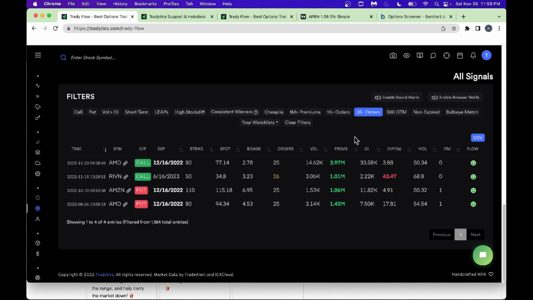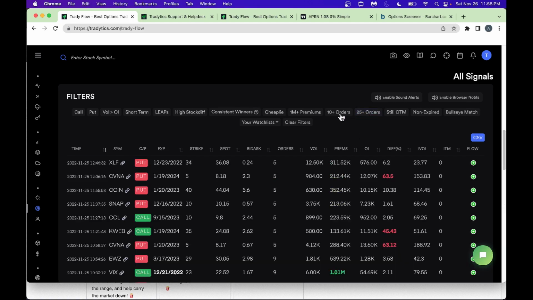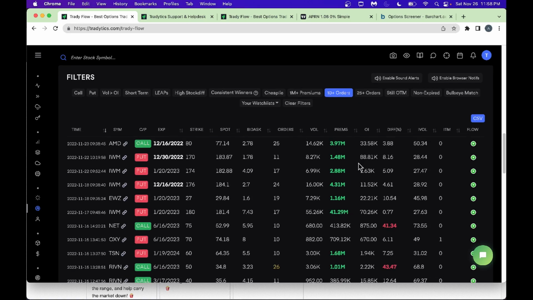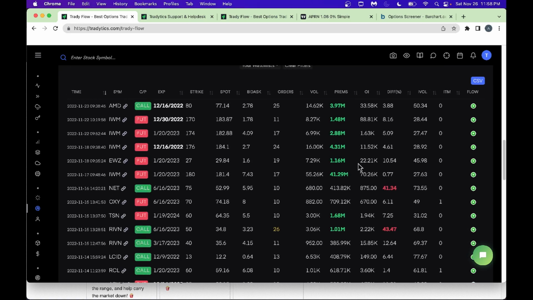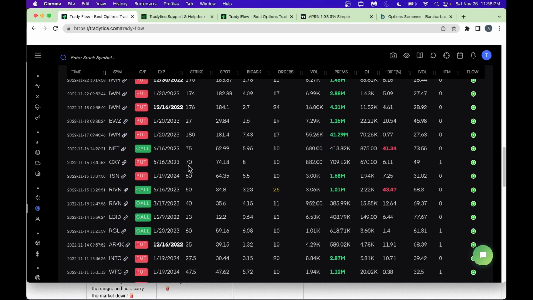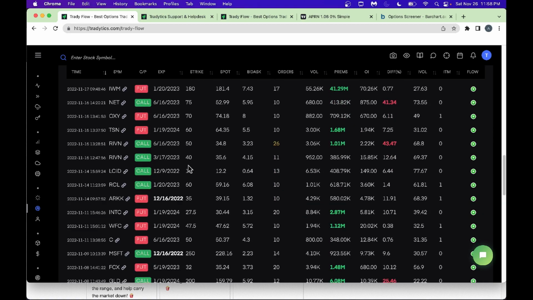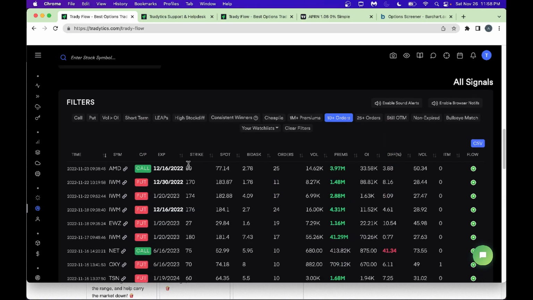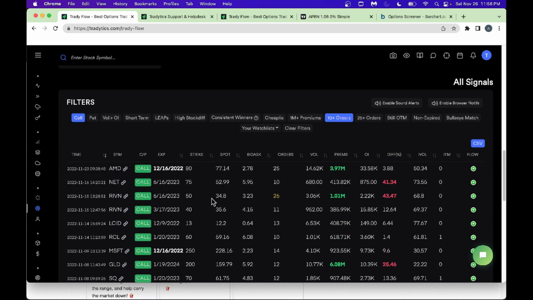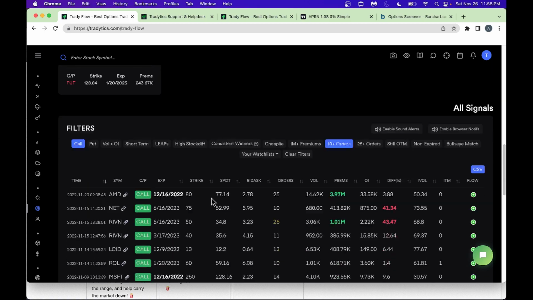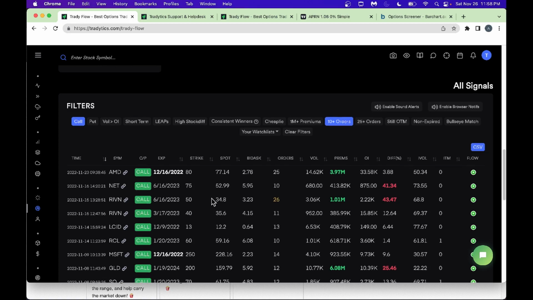And once I do this, I would now go to 10 plus orders, so that way I get a few more signals here. As I look through 10 plus orders here, normally I'm not too big into the put side of the house. Buying put is not my forte at the current market condition, so I would say just call for now. Look, we got nice call positions here. You could look at these here. We got AMD that we talked about already. We got 25 orders in the live flow.